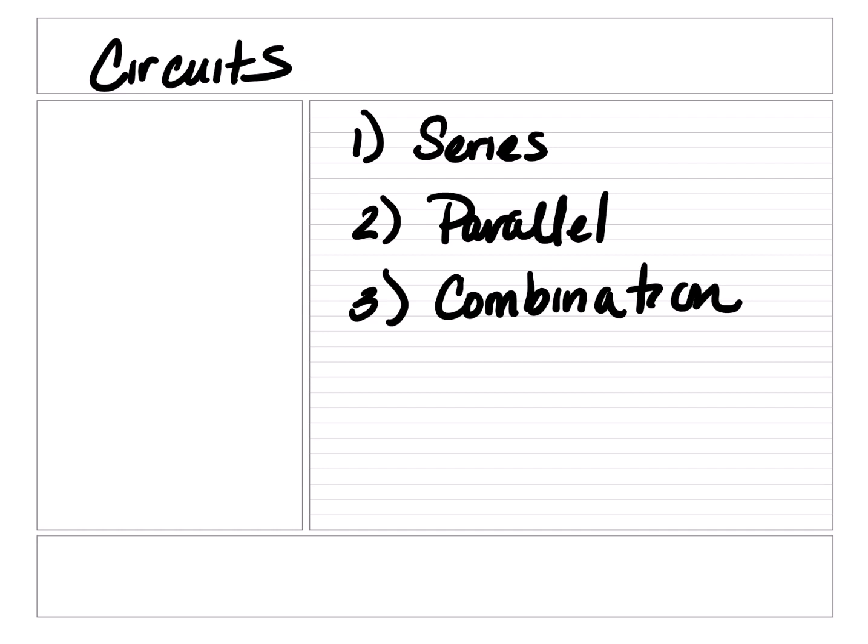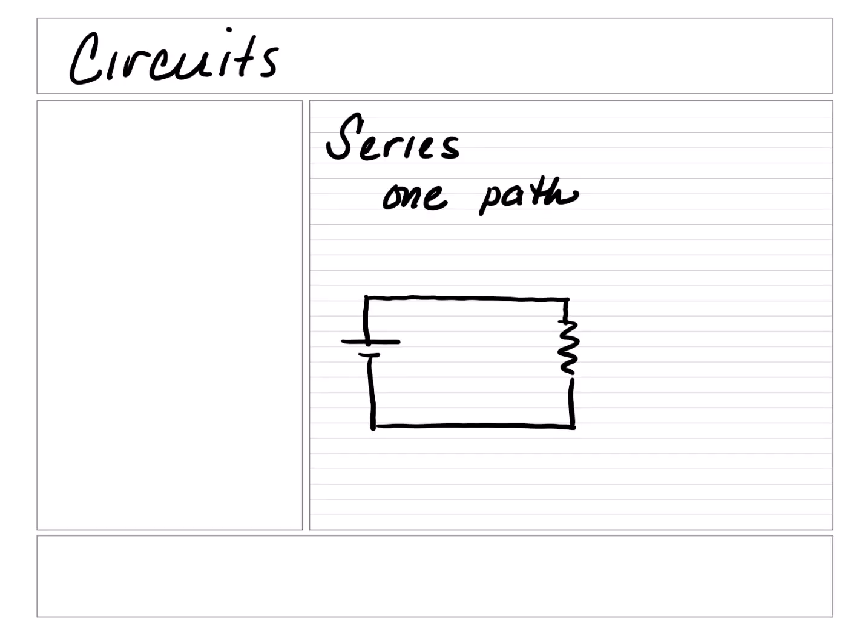In class, you will encounter series, parallel, and combination circuits. A series circuit allows current to travel through one path.